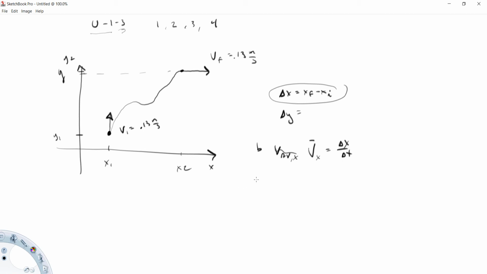All right, part B, average velocity in the y direction. You're going to calculate the same way. That's going to be delta y over delta t. You're going to get the delta y from here. Same delta t as before.